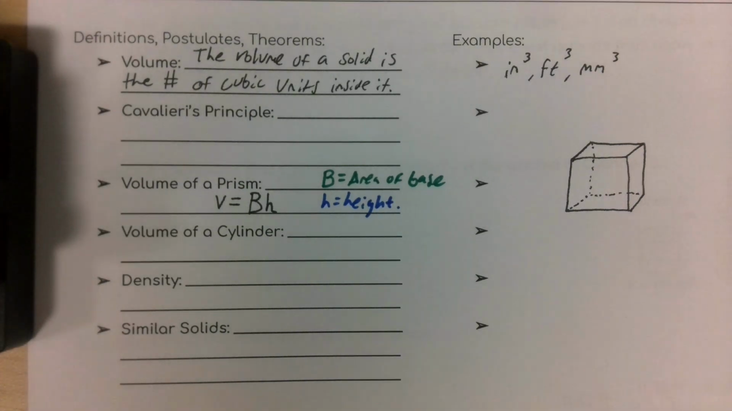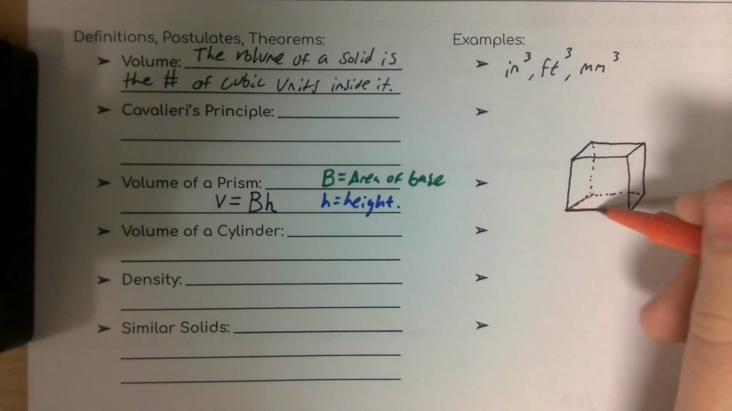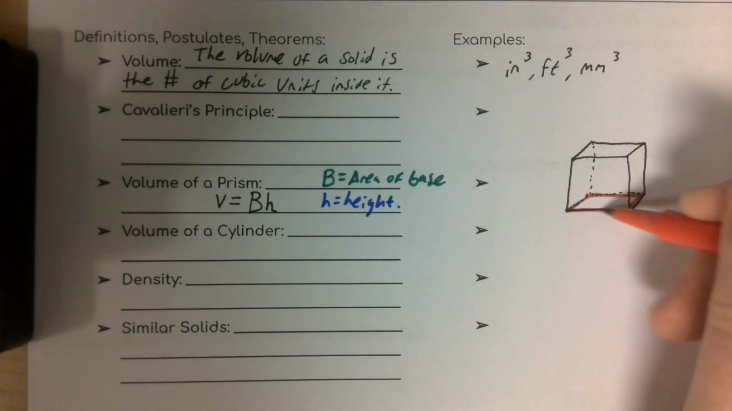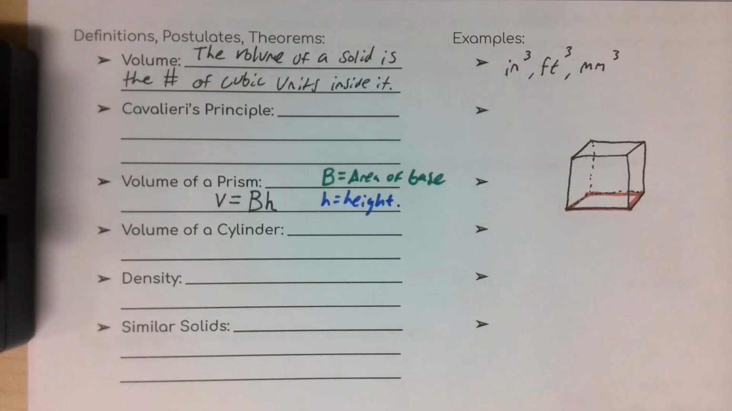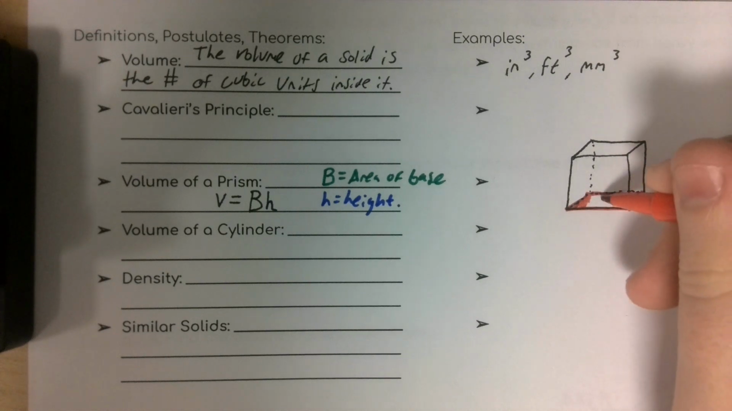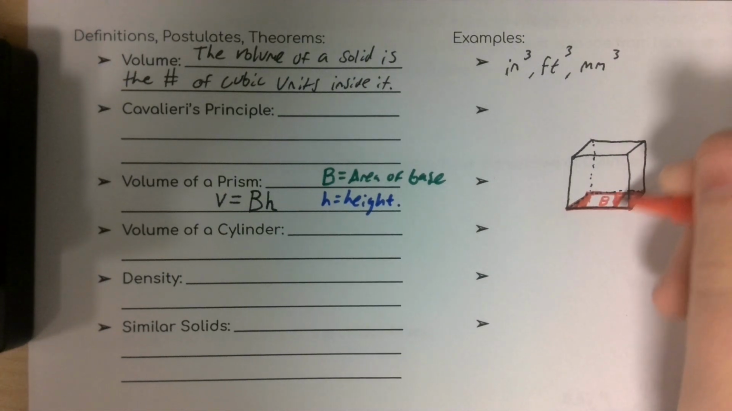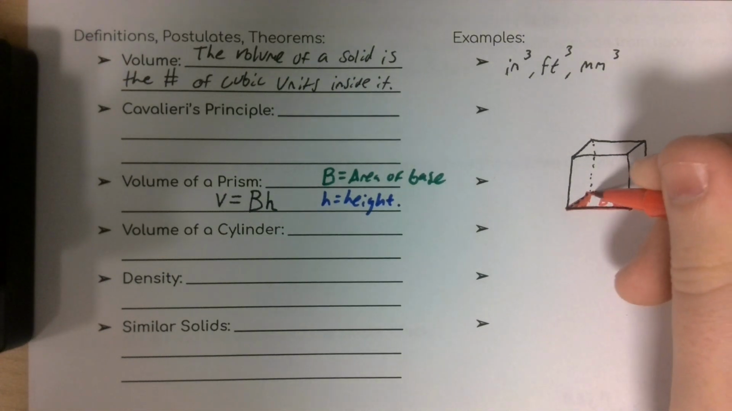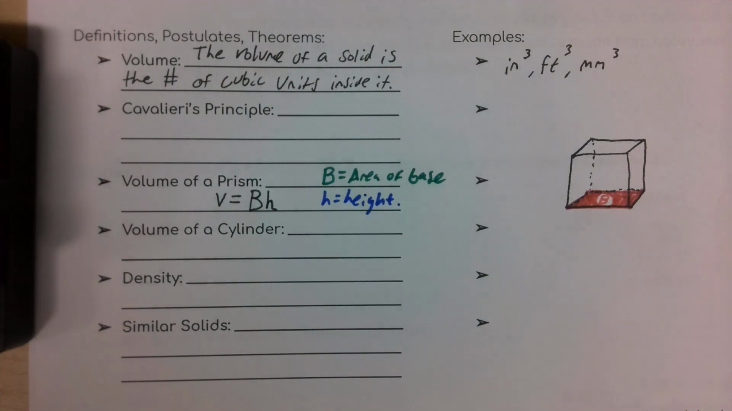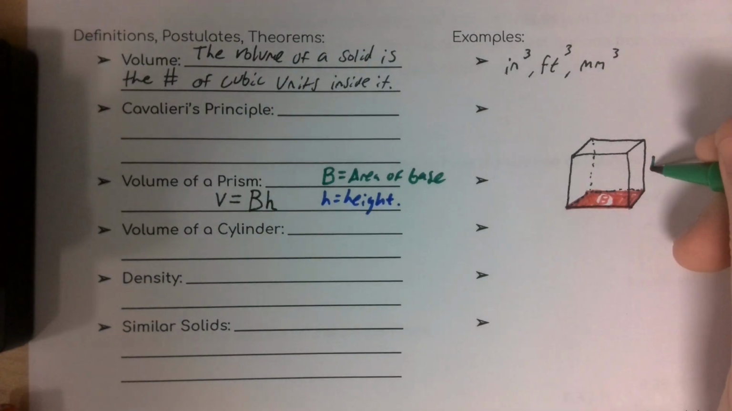If I asked you to find the volume of this shape, you would first need to find the area of the square here. So we could use all of our regular area formulas to do that. Once you have the area of the base, B, all you have to do to finish off the problem is multiply it by the height of the prism. So let's say our base B, our height would just be this.